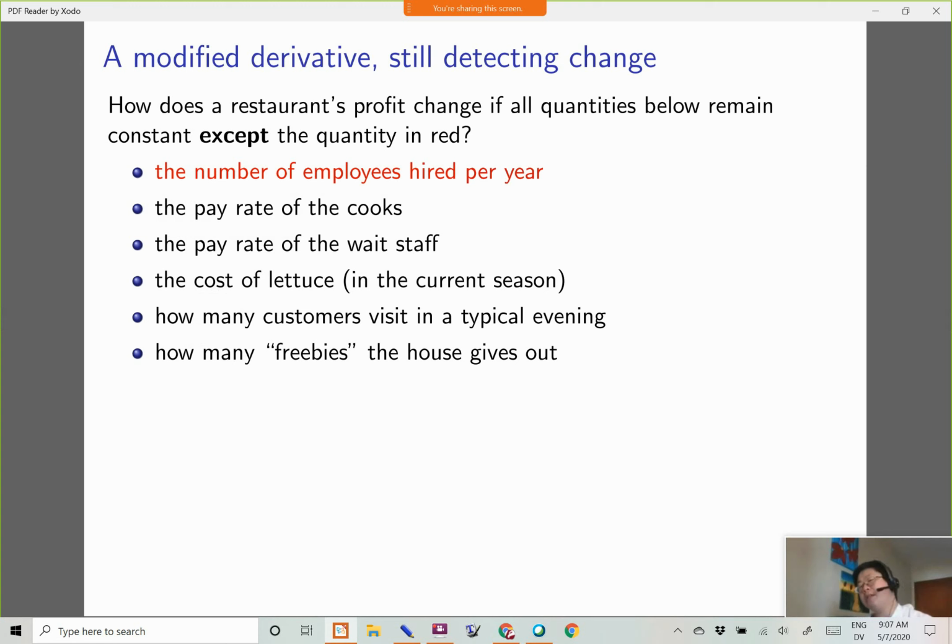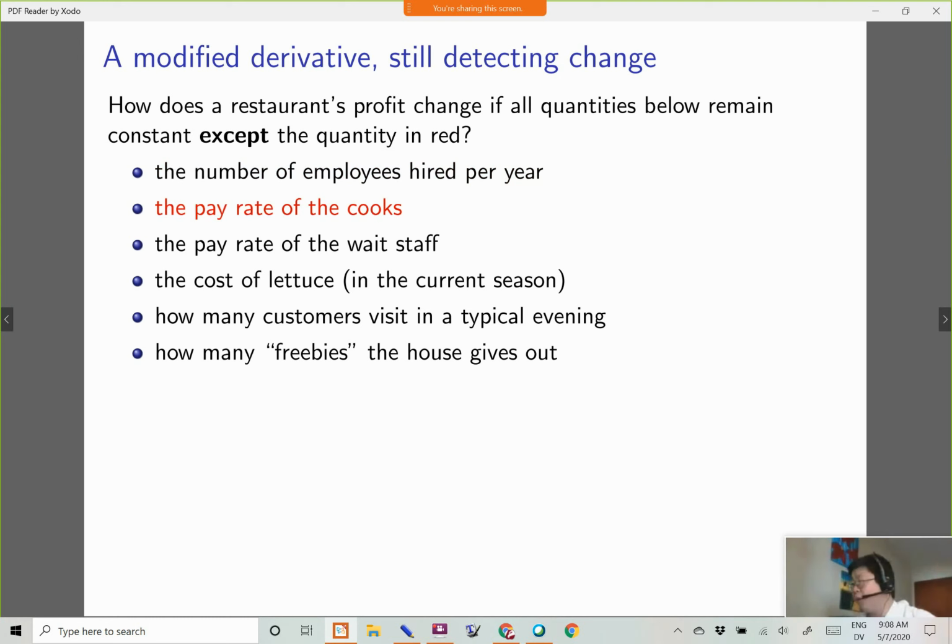and just say that this restaurant is considering the possibility of, instead of hiring 2 employees per year as they do, hiring more. Like considering hiring 3 employees per year instead of 2. So that change in the number of employees by 1, how's that going to affect the profit of the company? Or let's go back and say, okay, no, they're not even considering that.